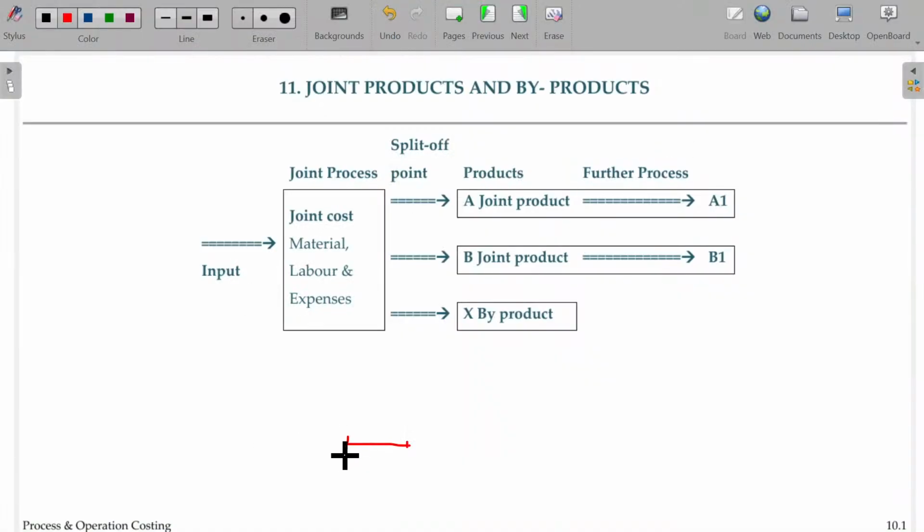Input is introduced and it is jointly processed up to a certain point in time. Thereafter, it may be split into 2 or 3 different outputs. Is that okay?